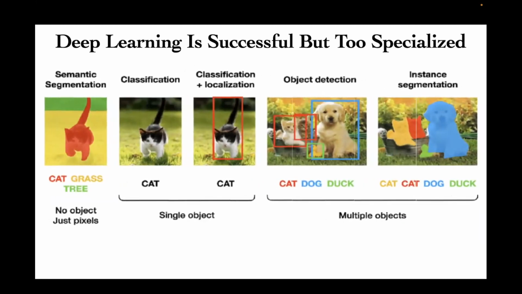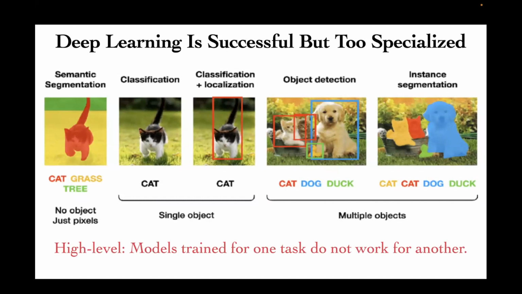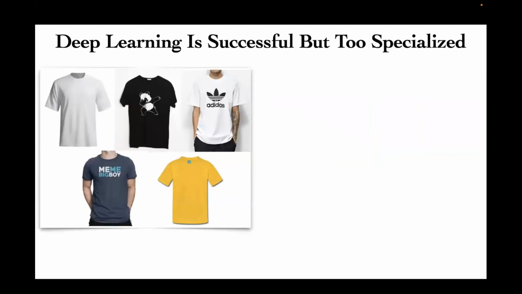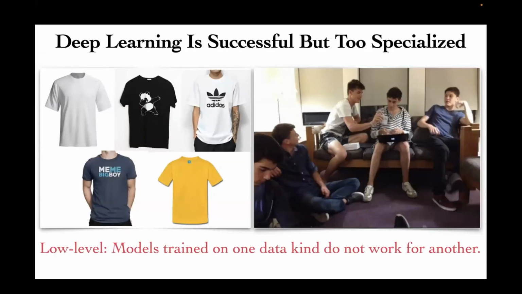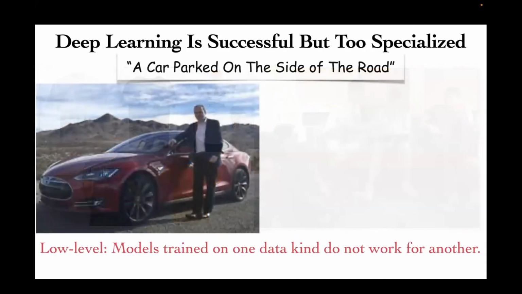But such success is too specialized. Different tasks need to have their own different models. What's good for one does not work for the other. And you train on one kind of data, like ImageNet, and it doesn't work in the real world, in the wild.